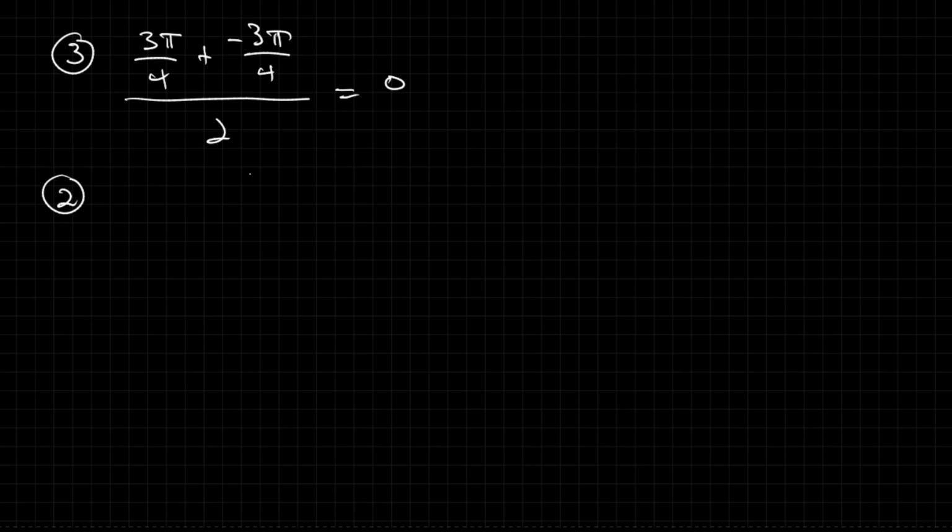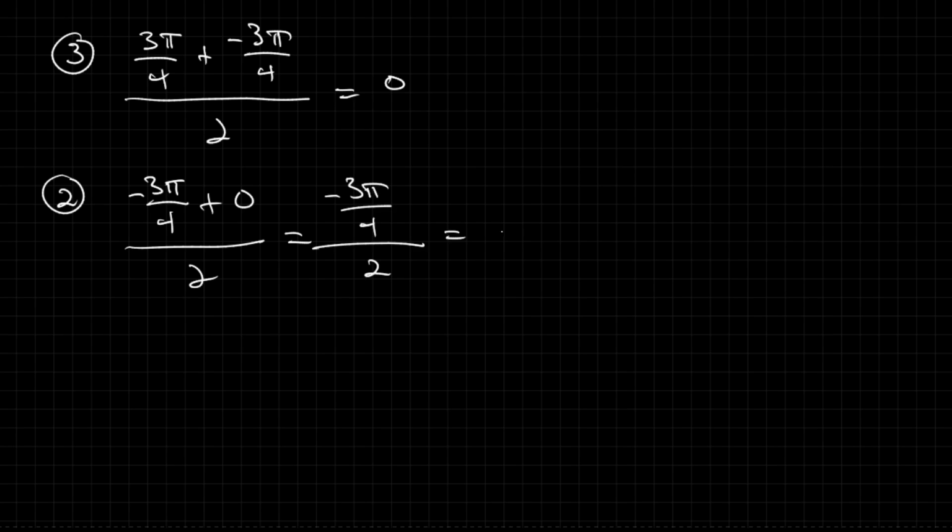So this is the average between 3 pi over 4 and minus 3 pi over 4. So we add them up and divide by 2, and of course 3 pi over 4 minus 3 pi over 4 is 0. And then the second happens halfway between the first and the third. So negative 3 pi over 4, that's the first, plus 0 over 2, that's going to be negative 3 pi over 4 over 2, which is negative 3 pi over 8.